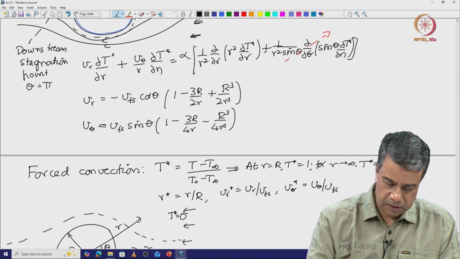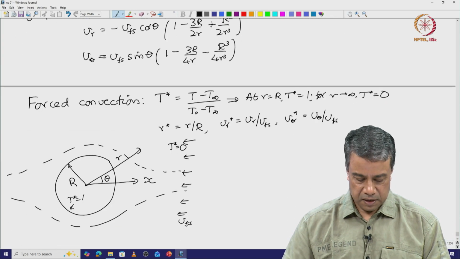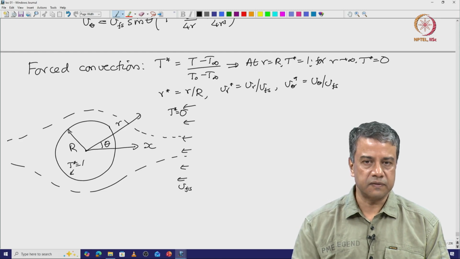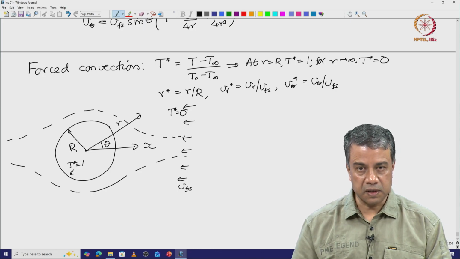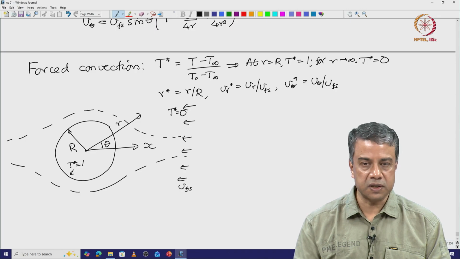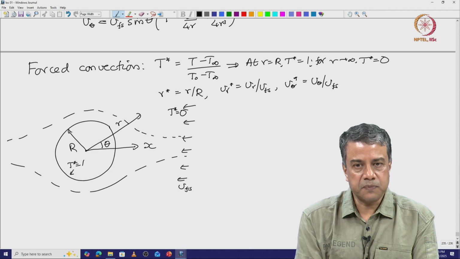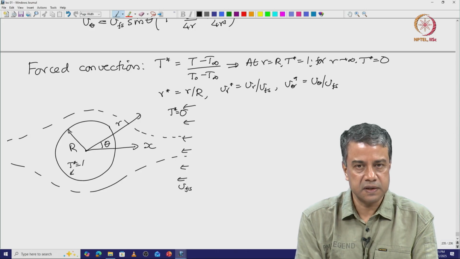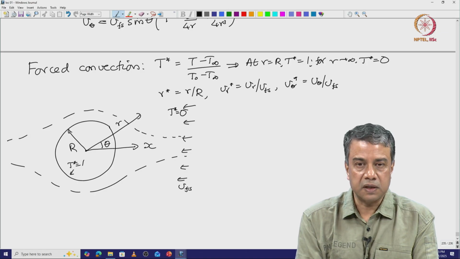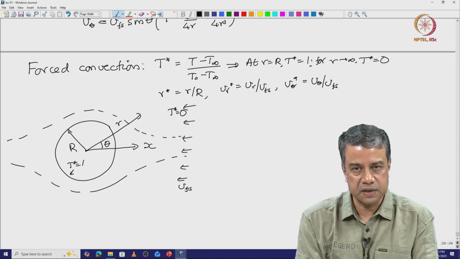Conservation equation. If I scale it, as I said in the last lecture, the fluid is flowing past the surface. Therefore, the coordinate along the surface is the streamwise coordinate. In this problem, the streamwise coordinate is in the theta direction. The cross stream coordinate, the direction perpendicular to the surface, is in the r direction.